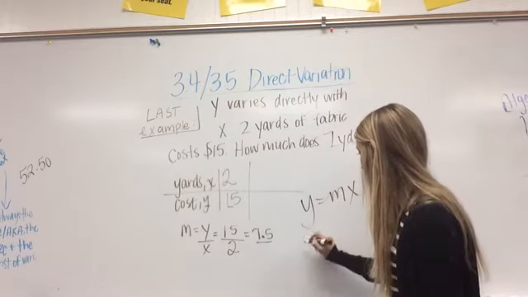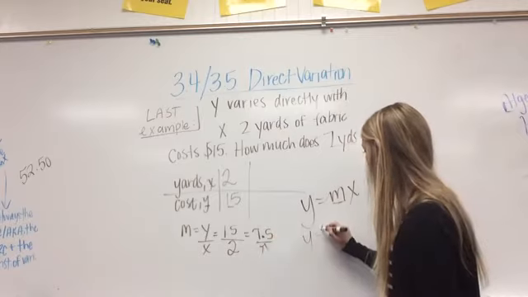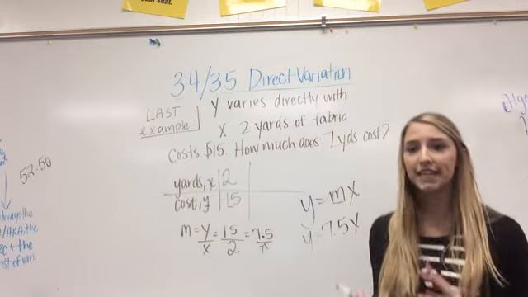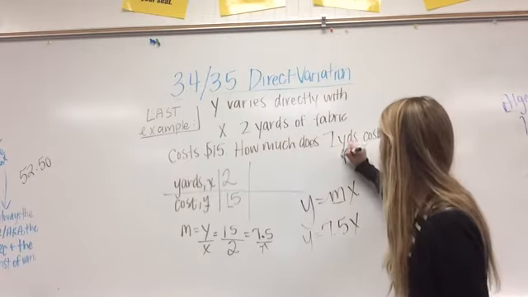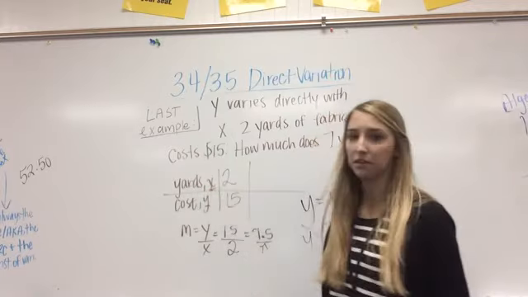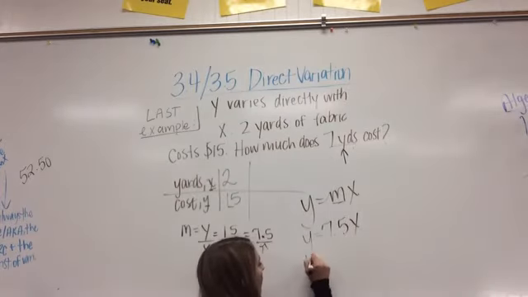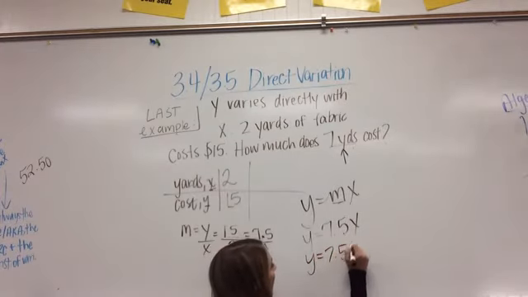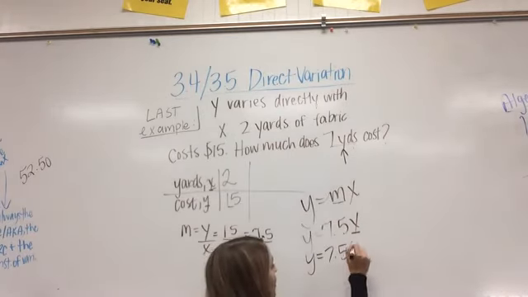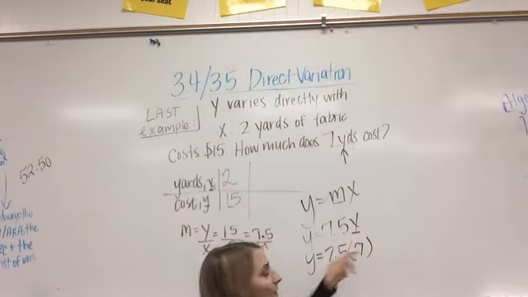So y equals, we're replacing our m with 7.5x. Now, we're not done yet because it says how much does 7 yards cost? 7 yards is our x value, right? So I'm going to scoot down here. So we have y equals 7.5, and instead of x, we're going to put in 7 because that's what we're trying to find. How much does y, the cost, equal when we have 7 yards?